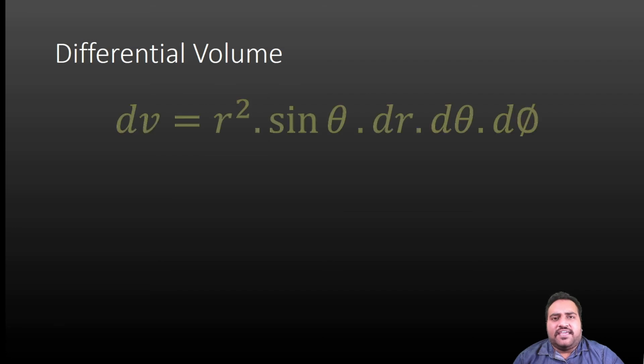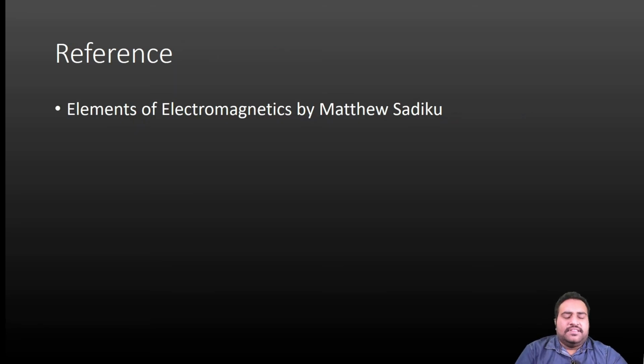Now, what is the differential volume element? The differential volume element is again just the product of the path lengths, that is dr times r d theta times r sin theta d phi. That would be r square sin theta dr d theta d phi. This is the reference where you can see.